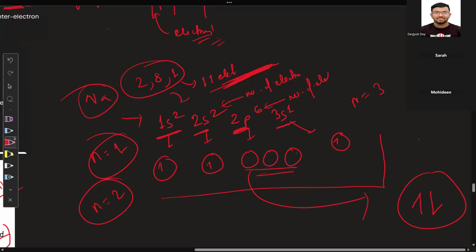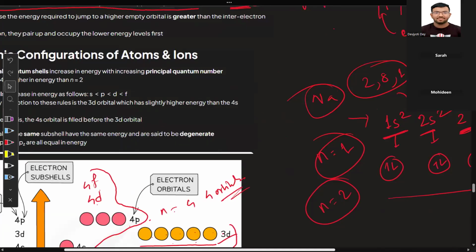At first, each of the orbitals will fill up with one electron like this, and then the second electron will be added. This is what Hund's rule says: the lower energy orbitals will each be occupied by one electron consecutively before the second electron is added. This is what Hund's rule states. I hope you understood.